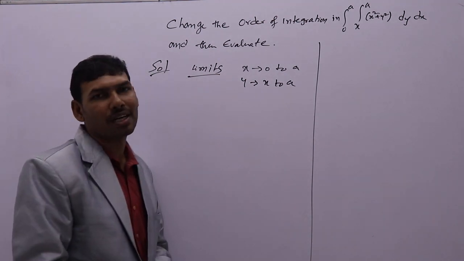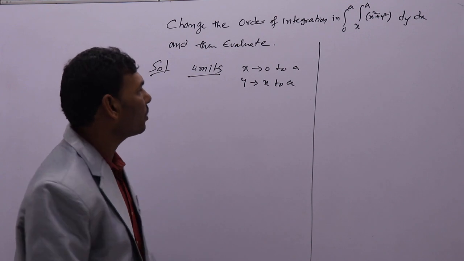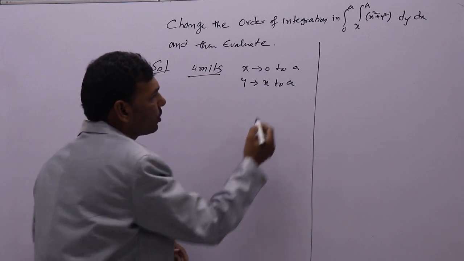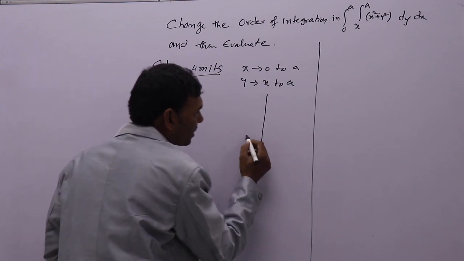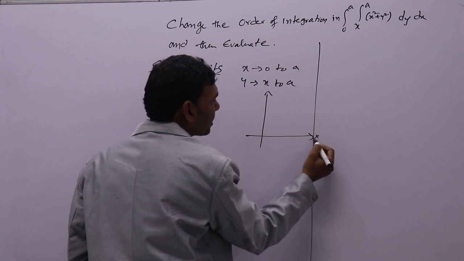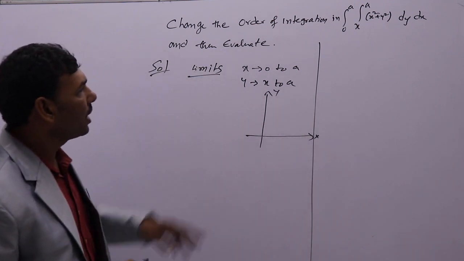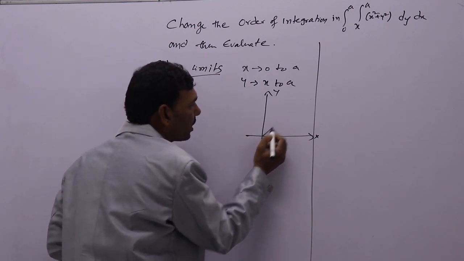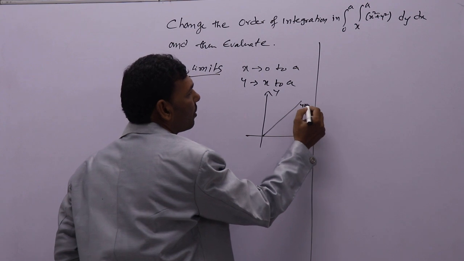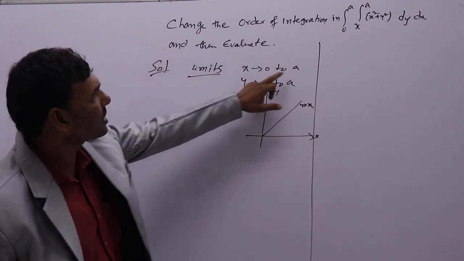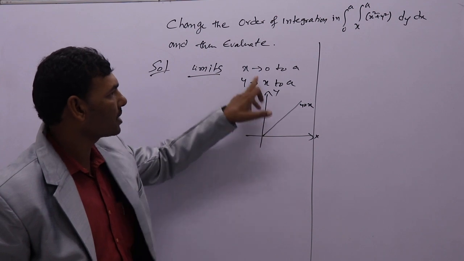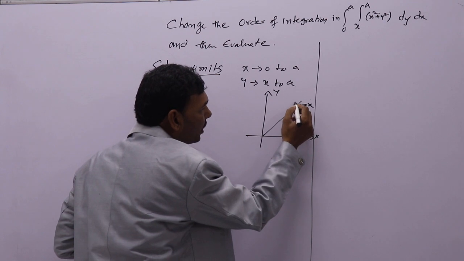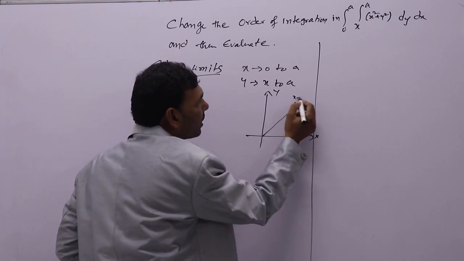Next we need to draw the region of integration to change the order. Which lines we need to draw here? So x equal to 0 line and y equal to 0 line represent the y axis and x axis. Here we need to draw the y equal to x line, which means the 45 degrees line. Next, x equal to 0 is already drawn, the y axis. For x equal to a, on the x axis at a units distance, you need to draw a line which is called the x equal to a line.